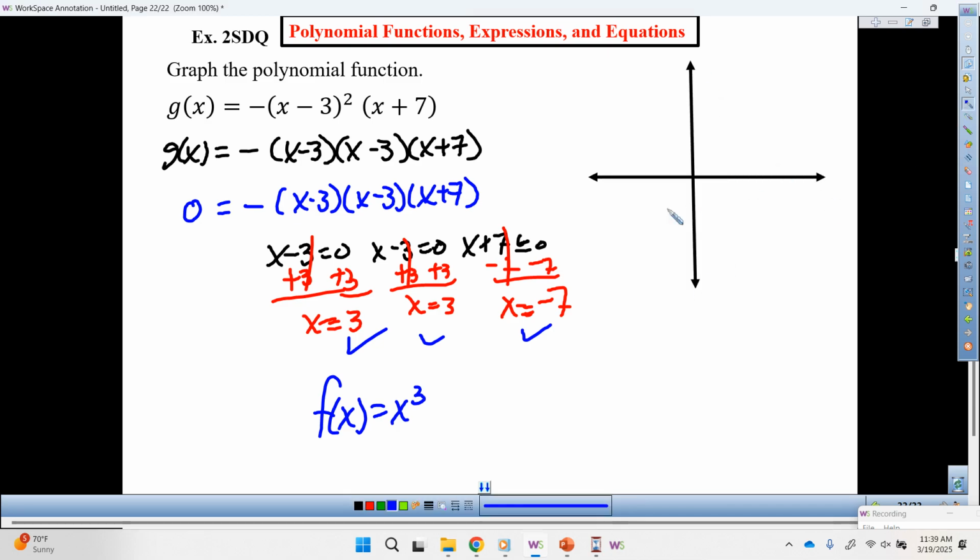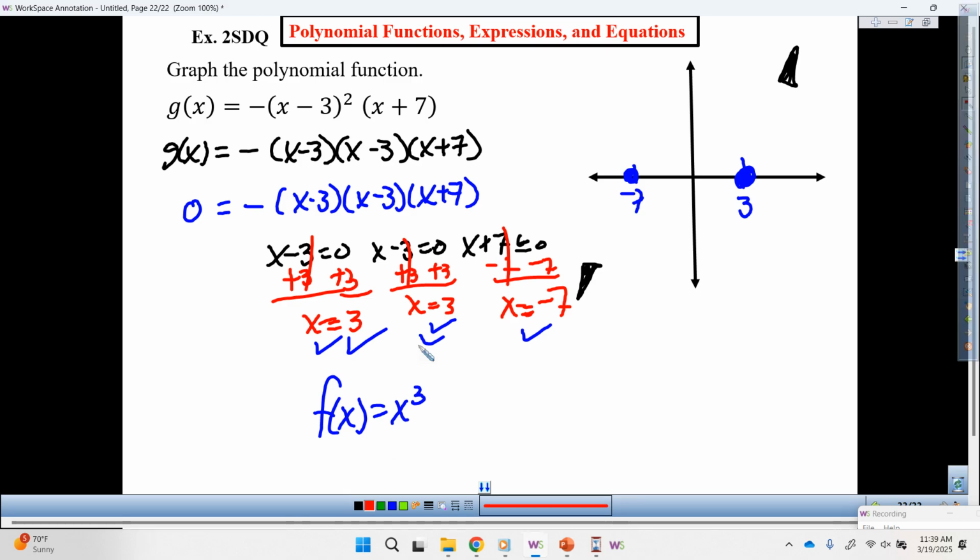So my zeros are 3. Got it? And then another 3. And then negative 7. Where does it start? Where does it end? It starts over here, and it ends over here. However, are we missing anything?